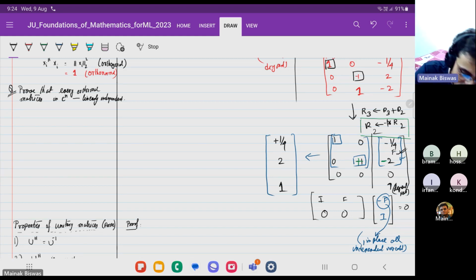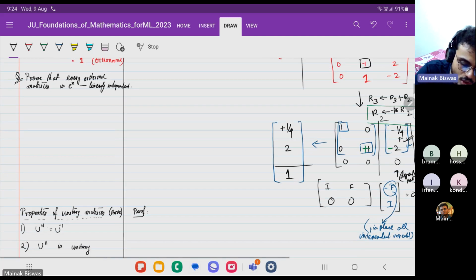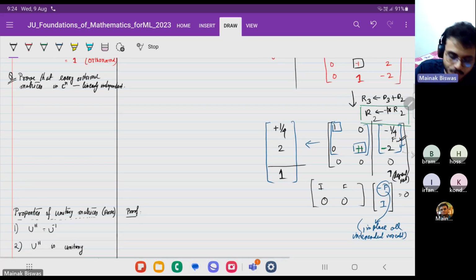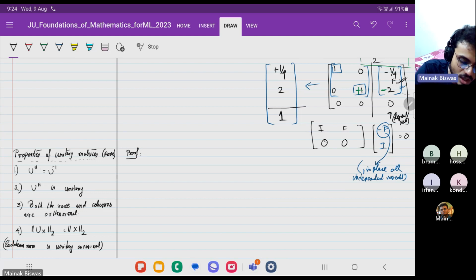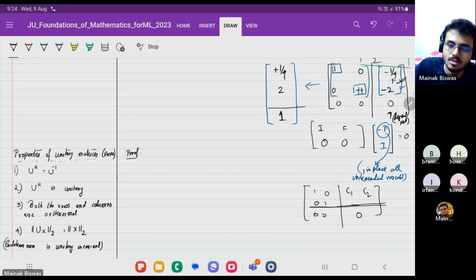So steps, what will you do? First step is putting the identity. If you had one more column, what would you have done? You would have put 1 comma 0, right? And 0 comma 1 to get two vectors, as we did that day, remember? So here you have only one column. If you had, say, 1 0 0 1, and then you had, say, a column C1 and a column C2, what would have happened? What would I have done for this?